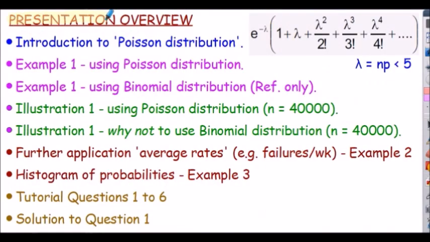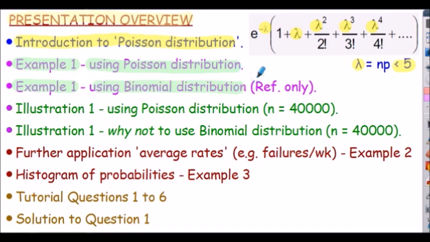Here's a presentation overview. We commence with an introduction to the Poisson distribution, shown here at the top of the slide, and how when the value of lambda used within the Poisson distribution is less than 5, it's a very good approximation to the binomial distribution. We then have example 1, which is an application of the Poisson distribution, and we rework example 1, this time using the binomial distribution to show the accuracy between the distributions when lambda is less than 5.